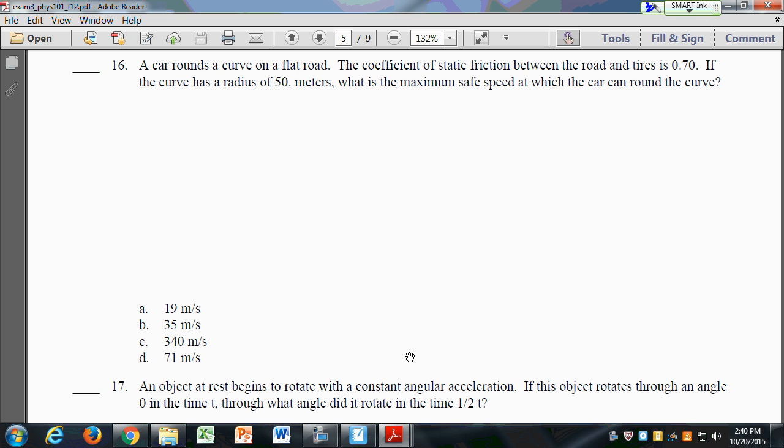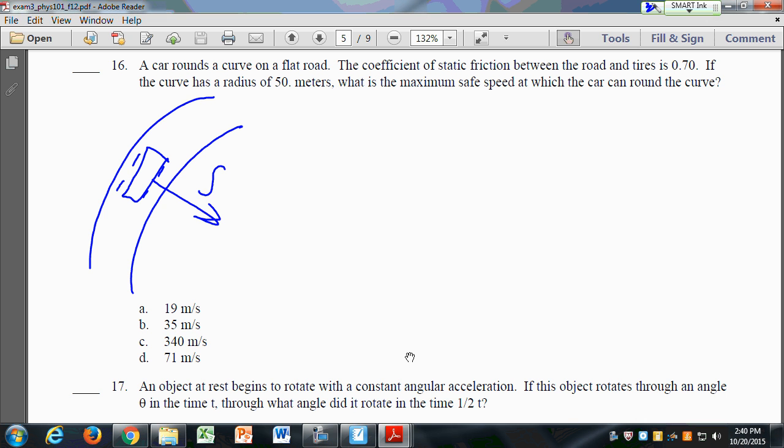Here's a good one, I think we had a homework problem like this. This is a problem where we have to consider what is our centripetal force. I have this car going around a curve. The centripetal force that holds the car on the road and makes it go in a curved path is the static friction. And I want to know what speed I can round that curve.